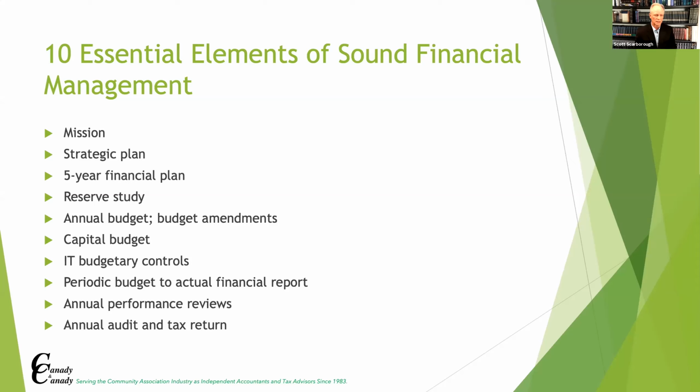Then also critically important, once you've adopted the budget, have the IT controls implemented, that you have what Teresa and Nina showed you, that periodic income statement comparison, budget to actual, ideally monthly, but certainly no less than quarterly, that shows how you are doing relative to the budget. The board sees that, understands it, and then takes action to correct anything that is inconsistent with the budget.